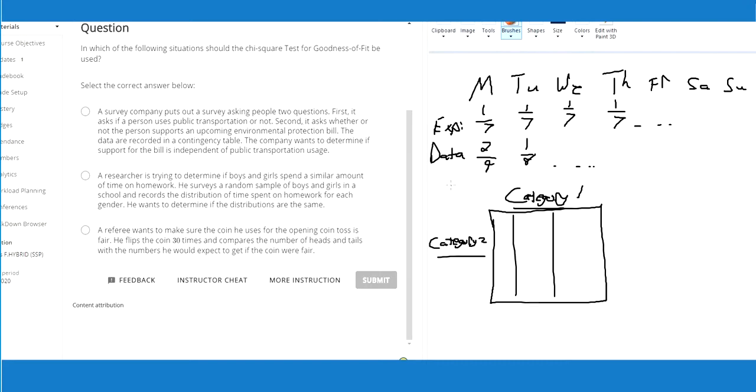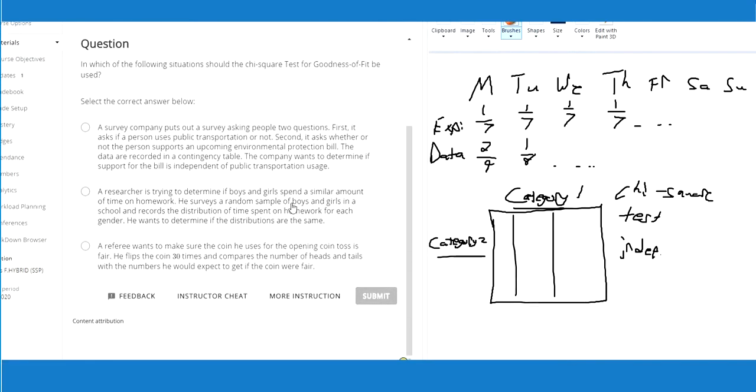Okay, so if you're working on a different question, if they're trying to compare 2 categories and see if they're independent, that's a chi-square test for independence. Okay. So let's check out the next option.